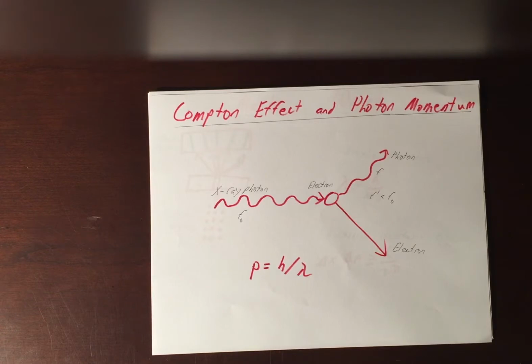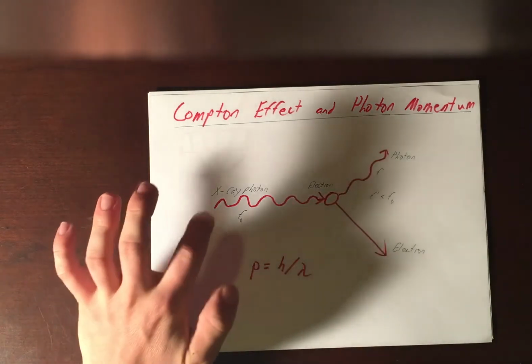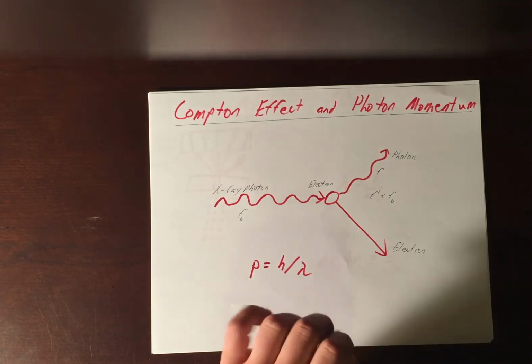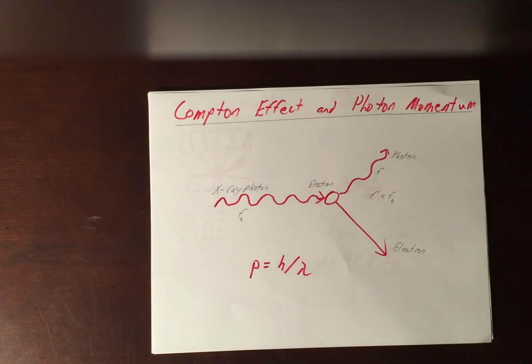Next, we have the Compton effect and photon momentum. The Compton effect states that colliding photons and electrons obey the law of conservation of momentum. The law of conservation of momentum is displayed here when an X-ray photon collides with an electron and the two then deflect and shoot away from each other. And the momentum formula is p equals h over lambda.